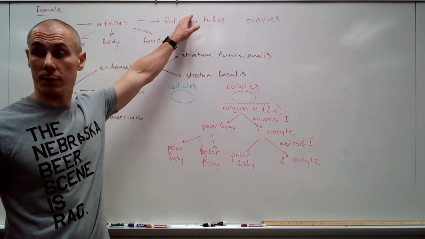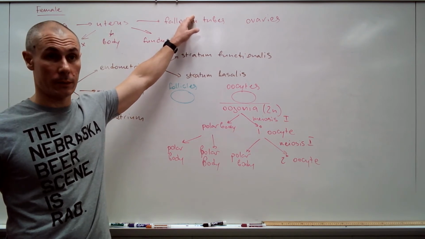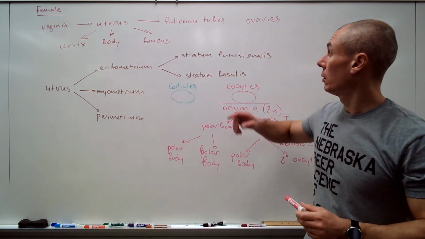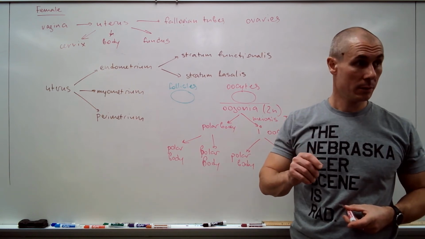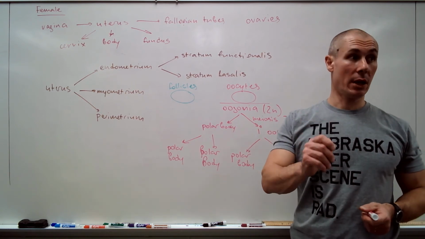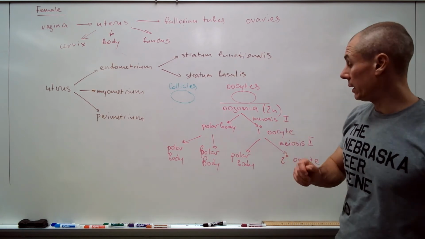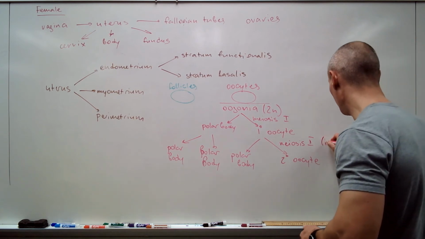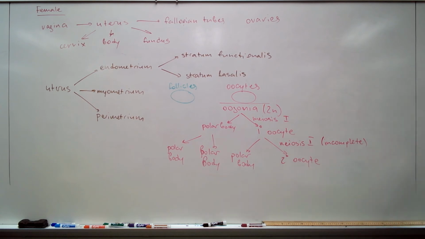Secondary oocyte enters the fallopian tube. Are you with me? What I want you to understand, the cell that goes into the fallopian tube isn't an egg yet. It is called a secondary oocyte. It has to complete meiosis 2 to become an egg. So technically, I'm going to put incomplete.